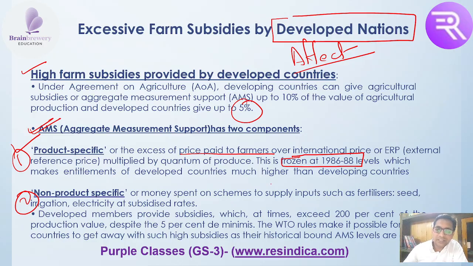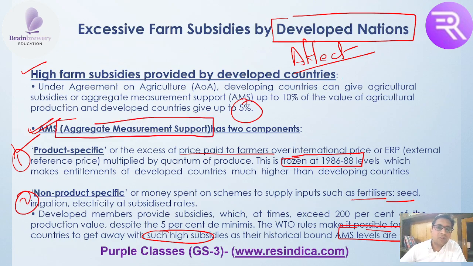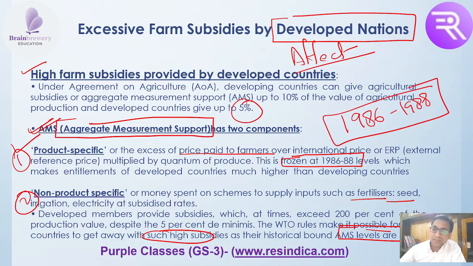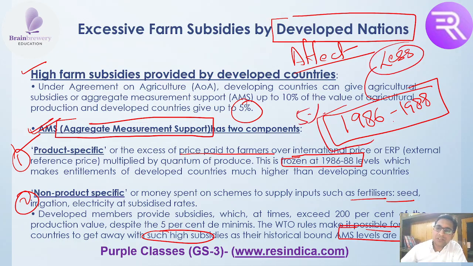Then non-product specific money is spent on schemes to supply things like fertilizer and seed, right? So WTO rules make it possible for rich countries to get away with such high subsidies because AMS levels are high. Aggregate measurement support is very very high for them. If we go and find the 1986 and 1988 prices, they will be lower as per the USA, but very very high as per developing countries. So this 5% and 10% is calculated on the prices of the USA, which leads to very high subsidies in the USA market, and because of that they distort the international market.